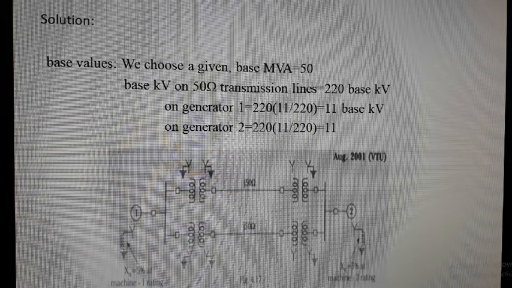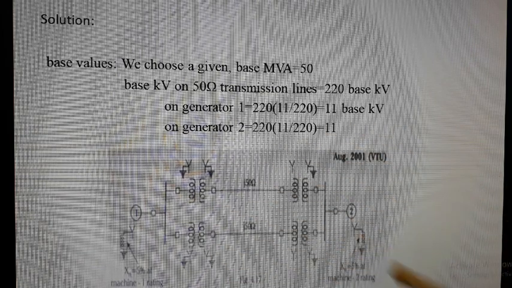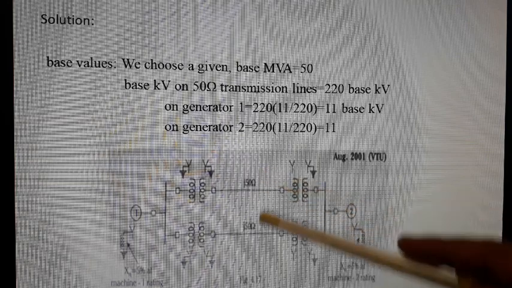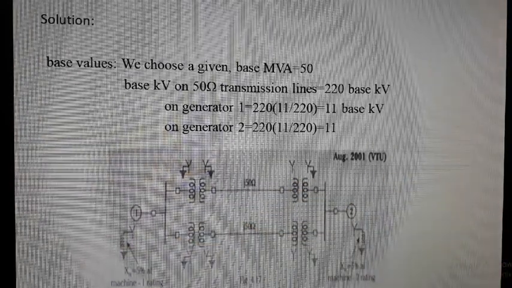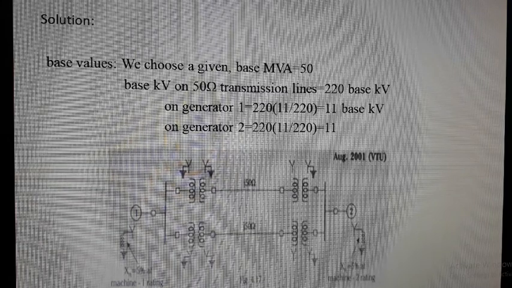First, for the base values, we must choose an MVA base: 50 MVA base for the whole system, and for the transmission lines it is 220 kV. For the generator 1 and generator 2 side it is 11 kV base. Once we choose that, then all the reactances must be converted to per unit values.